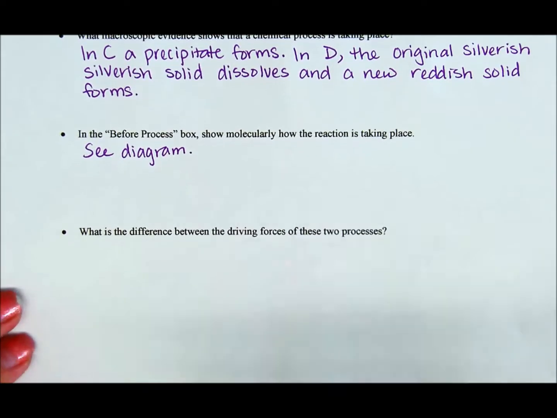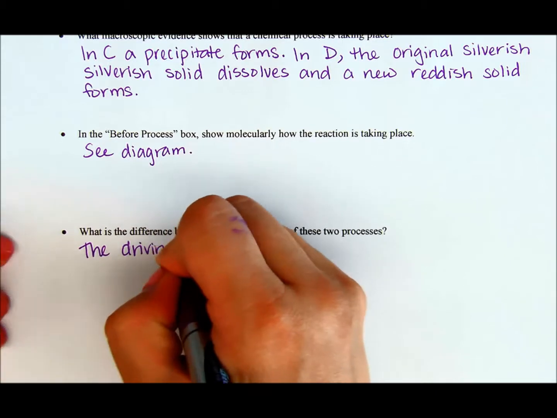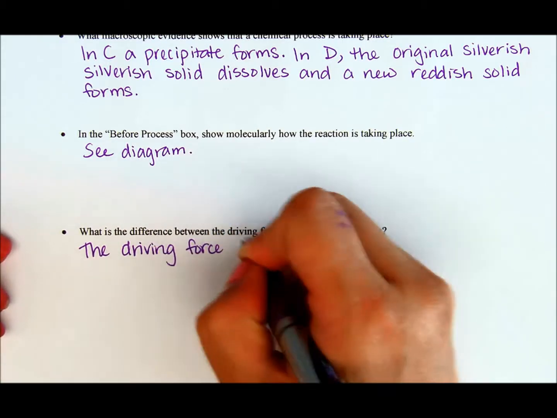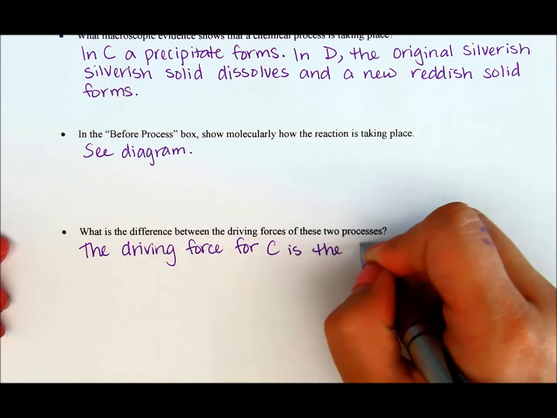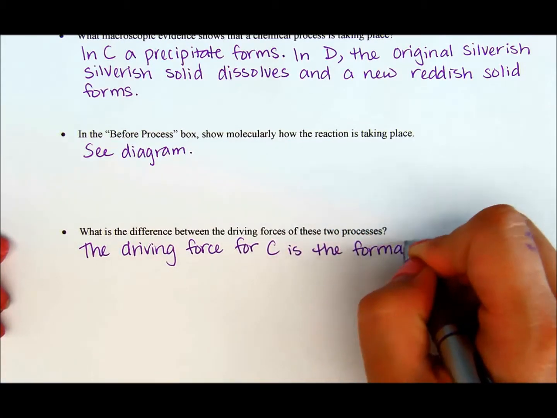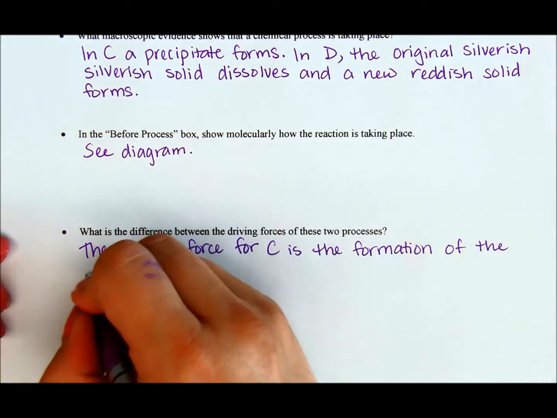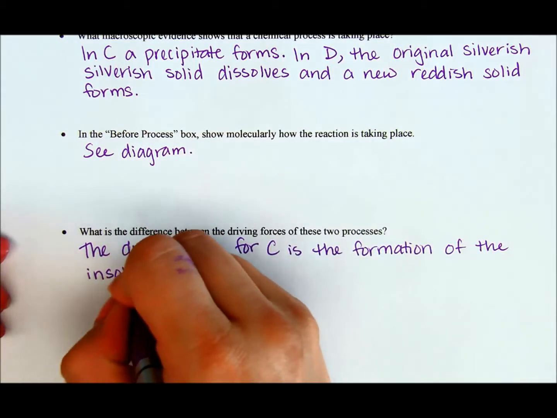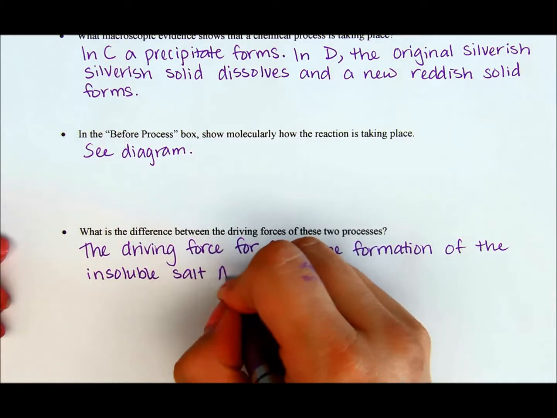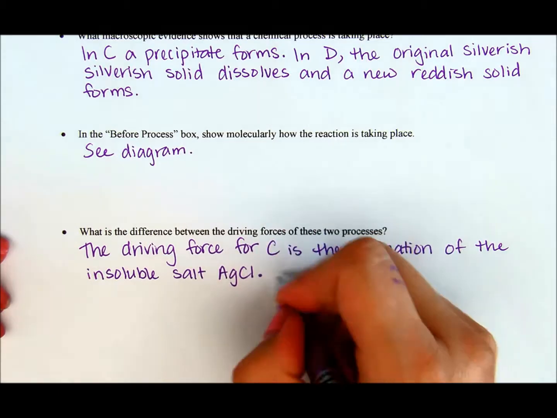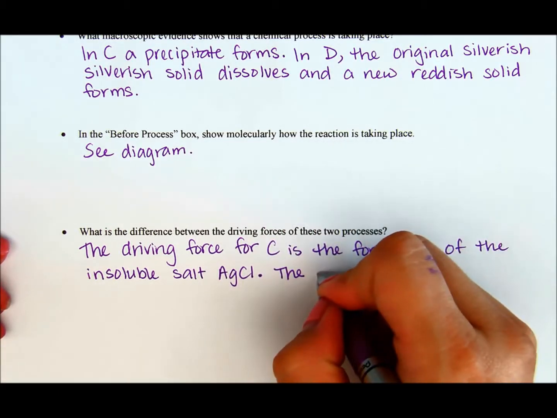So the driving force for C is a formation of the insoluble salt AgCl, silver chloride. The driving force for D is the exchange of electrons, or redox.